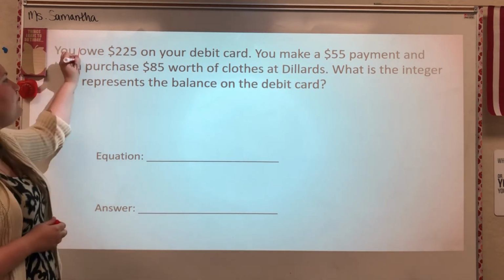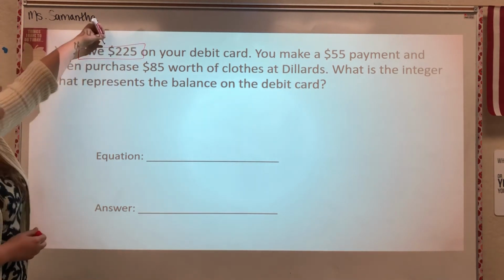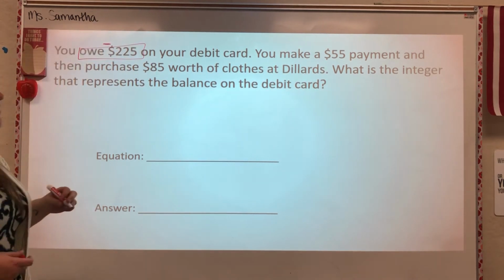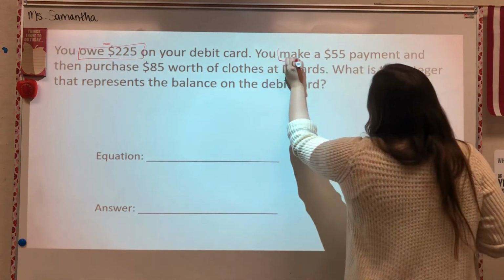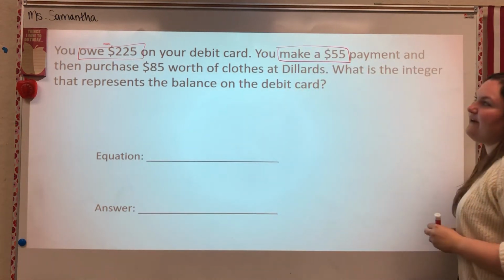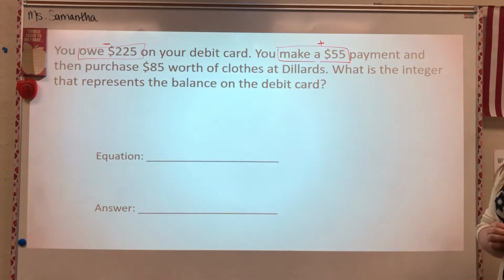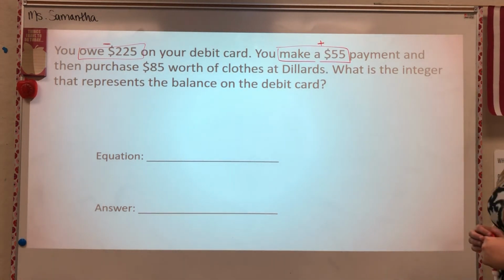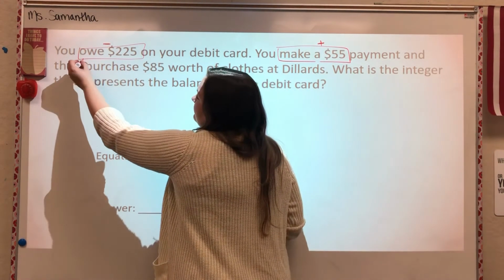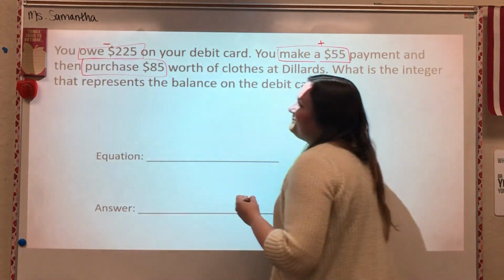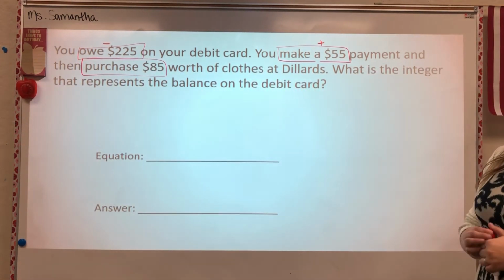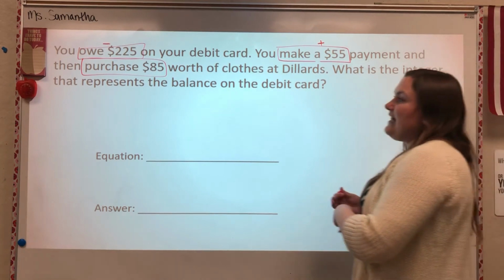So you owe $225. That's telling you this is negative. You make a payment. You're making a $55 payment. That's money you have. So that's going to be positive. And then you're purchasing $85 more of clothes. That's money you're spending. That'll be negative.